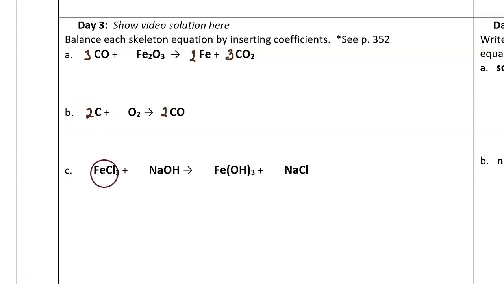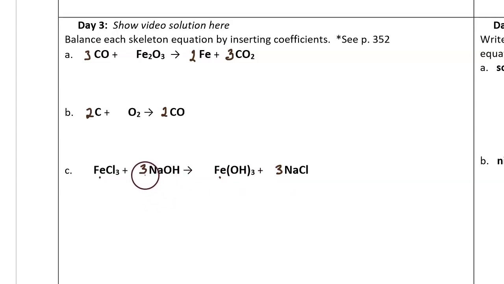Question C, iron chloride plus sodium hydroxide produces iron hydroxide plus sodium chloride. There's 1 iron atom here and 1 iron atom here, so those are already balanced. There are 3 chlorides here, but only 1 over here. I can put a 3 in front to fix that. When I put the 3 here, that also makes 3 sodium atoms. But right here there's only 1 sodium atom, so I need a 3 in front.